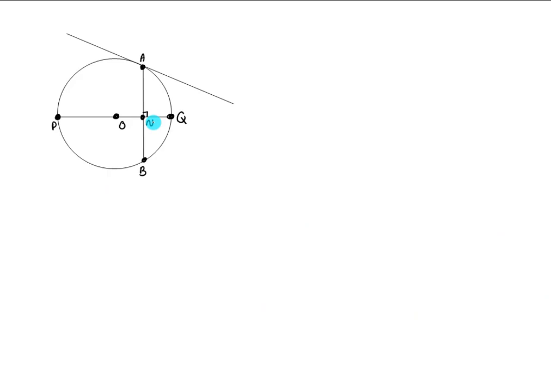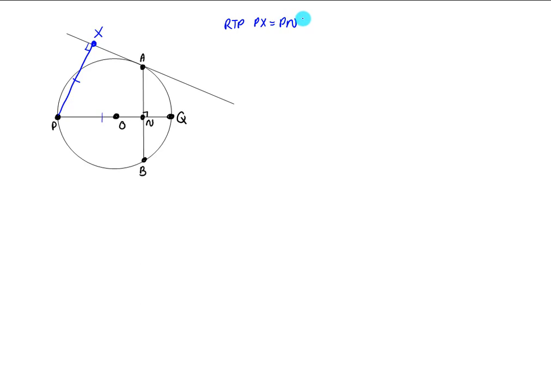Okay, now let's look at the exact same question done with our chord on the other side of O, so closer to Q. There was nothing saying where our AB was. Before I drew it closer to P, let's draw it closer to Q. So we still have that perpendicular from P down to that tangent. We'll label that X. And we're trying to show that PX equals PN. So required to prove PX equals PN.